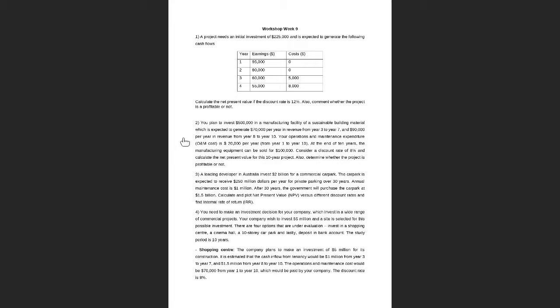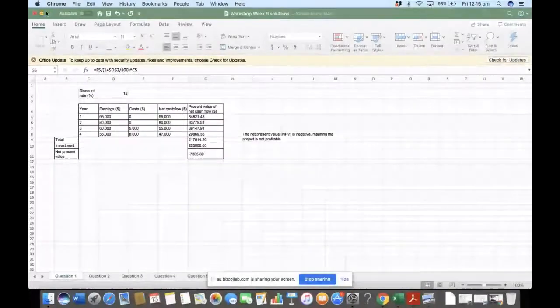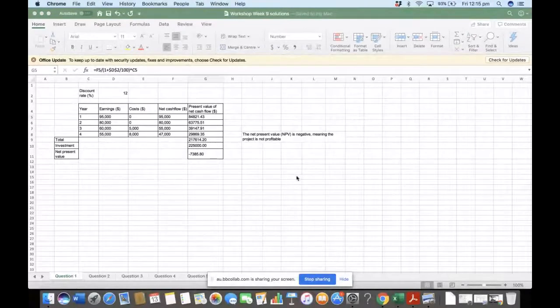Unfortunately, I can't share Excel, so I just have to share my screen. All right, so this solution file will be uploaded later on in Moodle. So let us quickly have a look at question number 1. Here, the discount rate is given to us. For all the years, we have the cash flow. These are our earnings and these are our spendings.